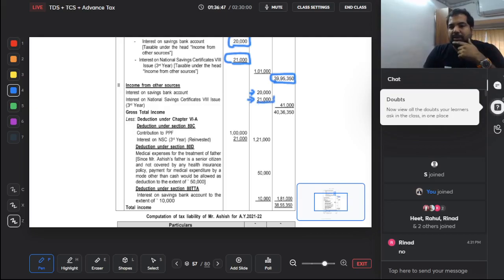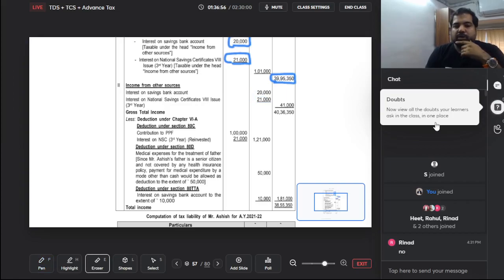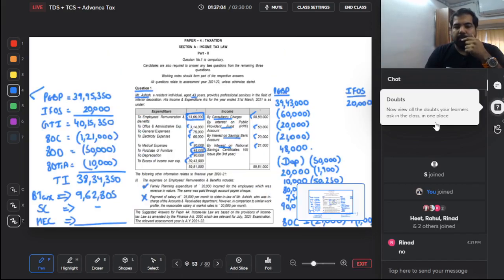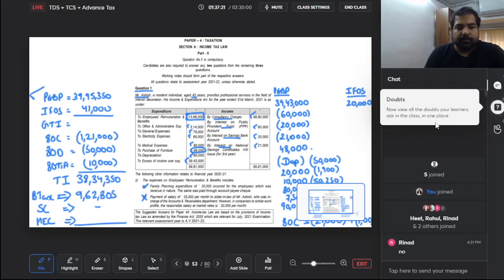This 21,000 has to be added. I told you it will be taxed in the year you earn it. So 21 will be added because although it's not paid to you, it's still earned. So this is the change. This will become 41,000. So 39,95,350 plus 41,000 will give you 40,36,350. From this we'll minus these three.